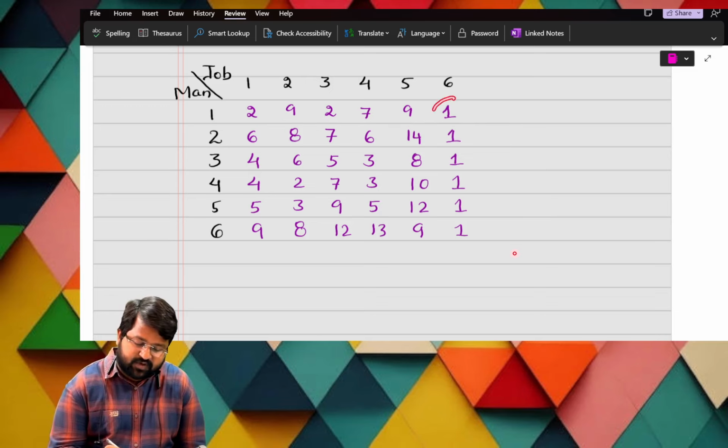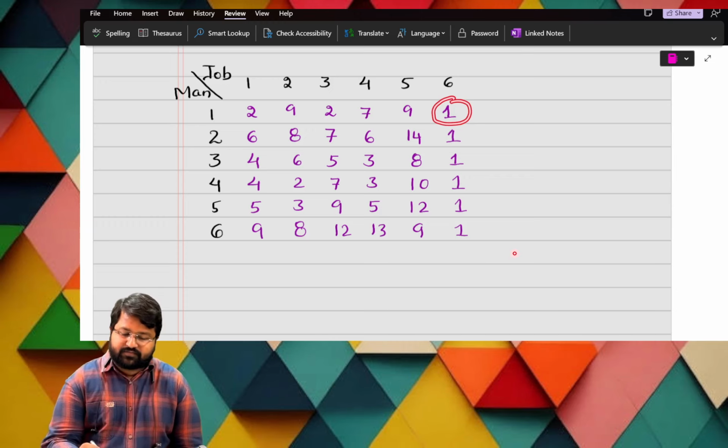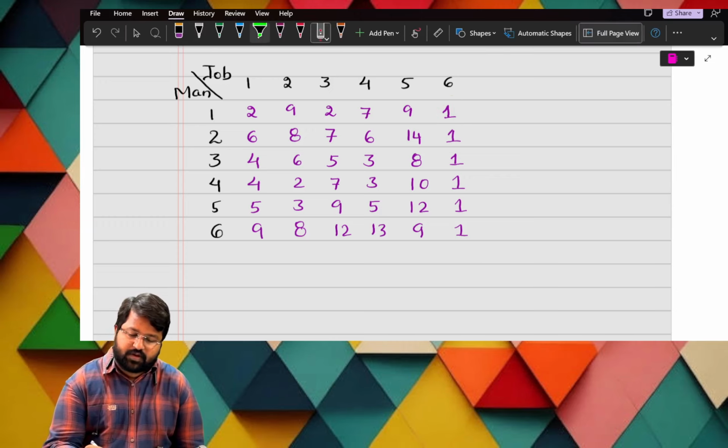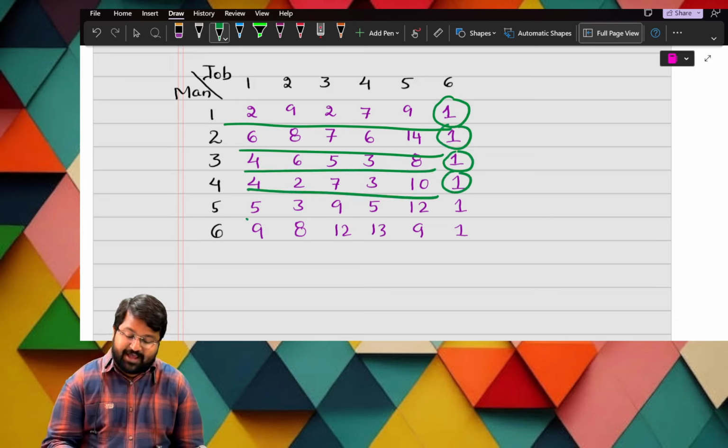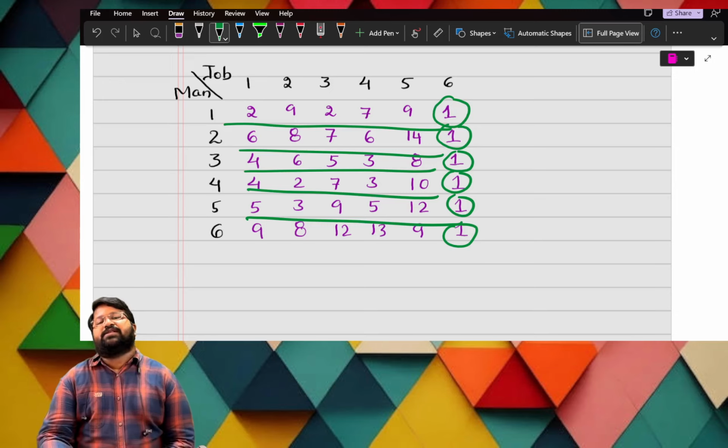The lowest is 1. And in this, I will mark with pen now. That will be good for you. So in this, what is the least? This one, 1. In this also, it is 1. In this also, it is 1. And in this also 1. And in this also 1. So the least number is 1.